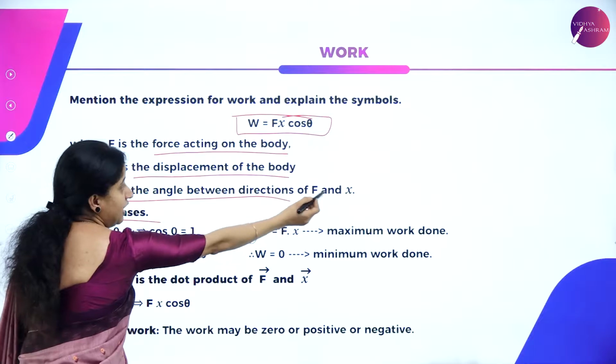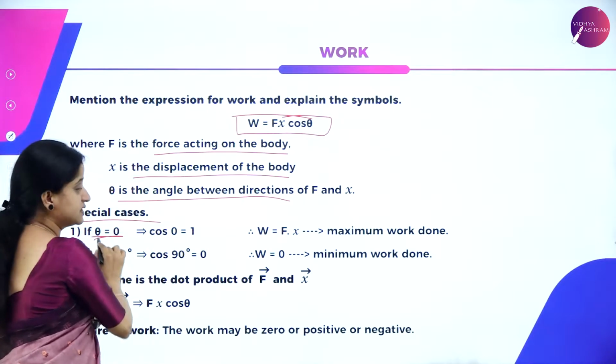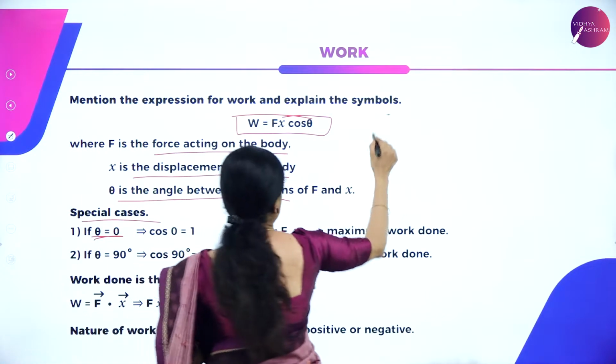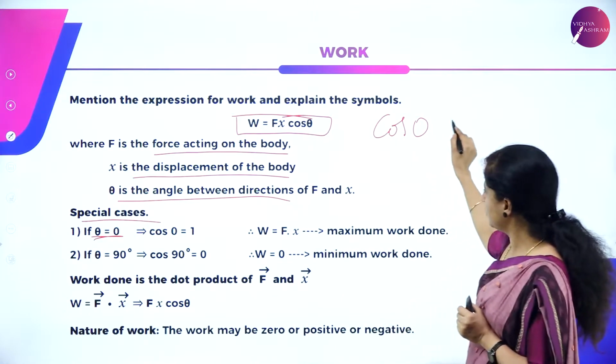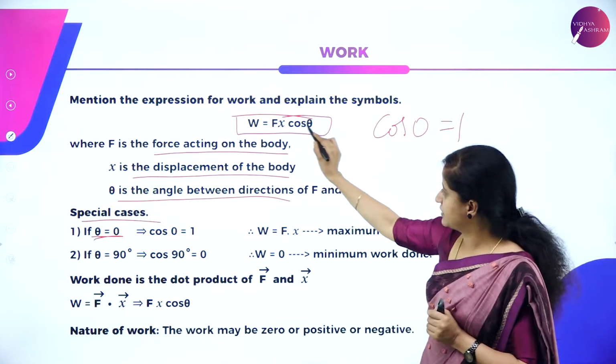If the angle between F and x, that is theta, is equal to 0, then what happens? cos 0 value is 1. So what happens if this value is 1?